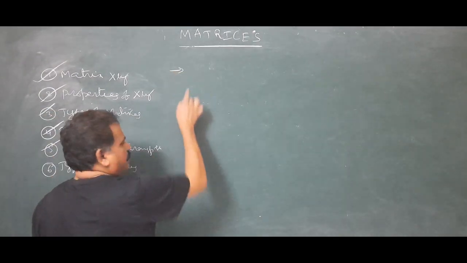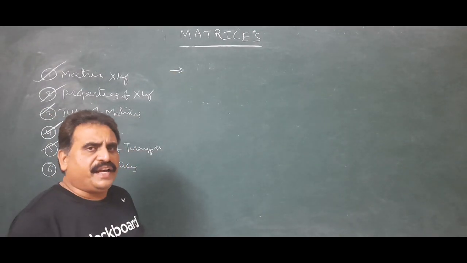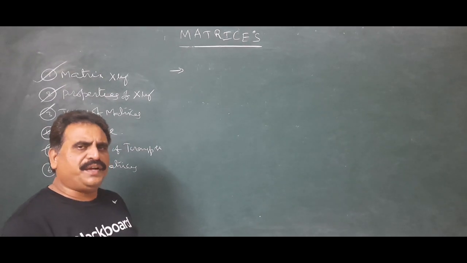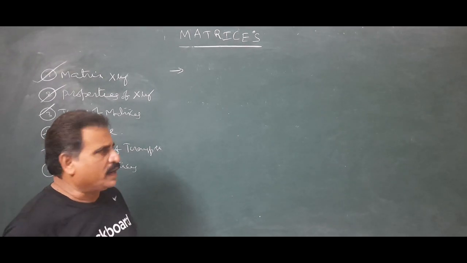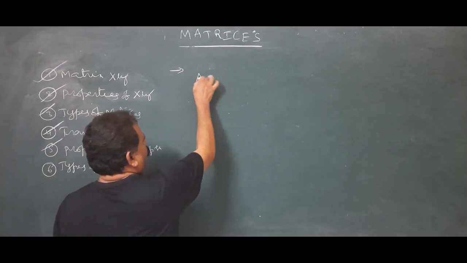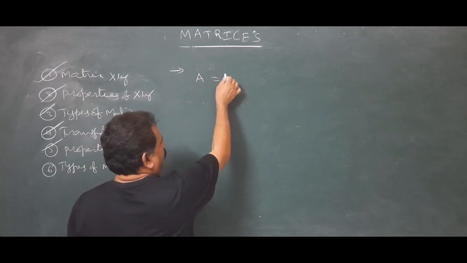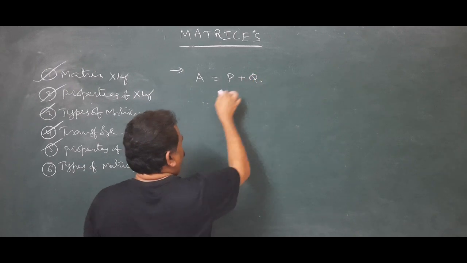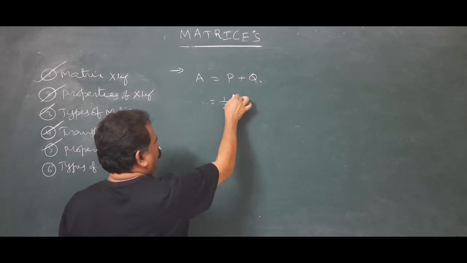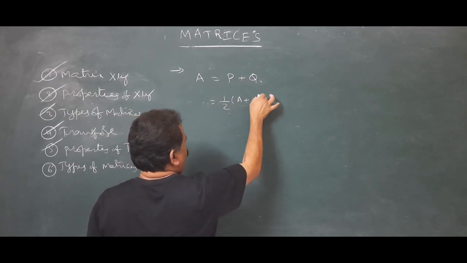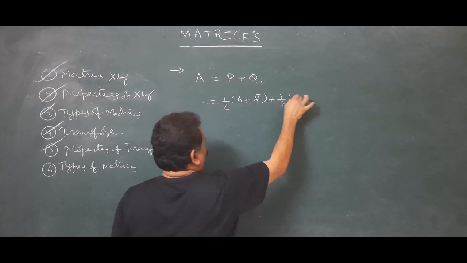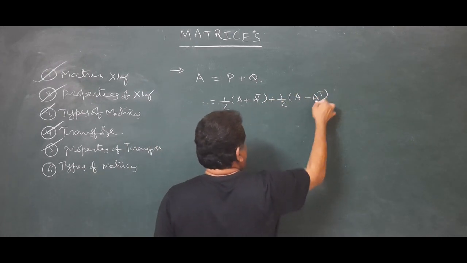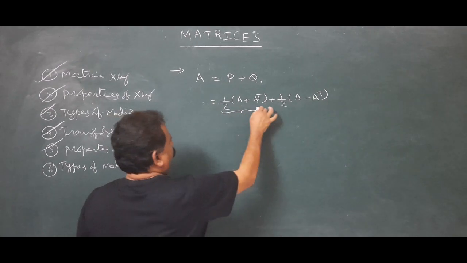Every square matrix can be represented as the sum of a symmetric and a skew symmetric matrix. For example, a square matrix A can be written as P plus Q, where P is 1 by 2 into A plus A transpose, plus 1 by 2 into A minus A transpose. It is P, it is Q.